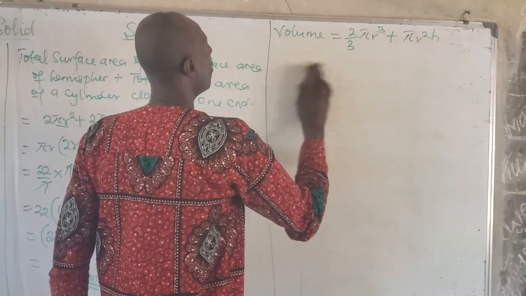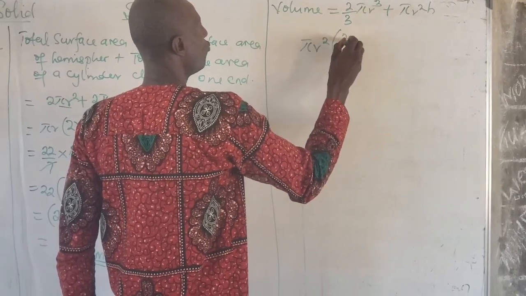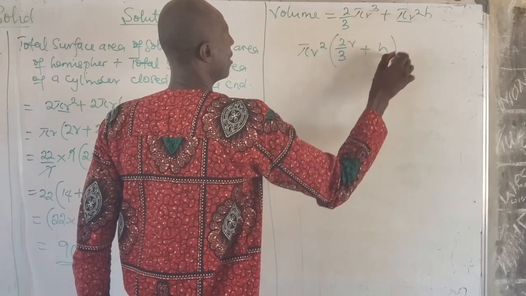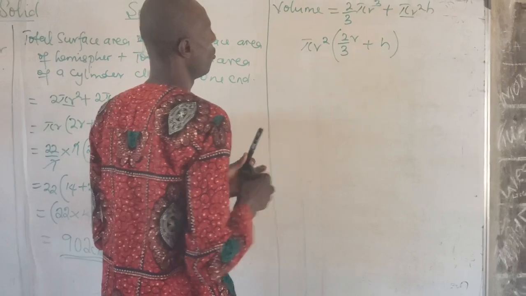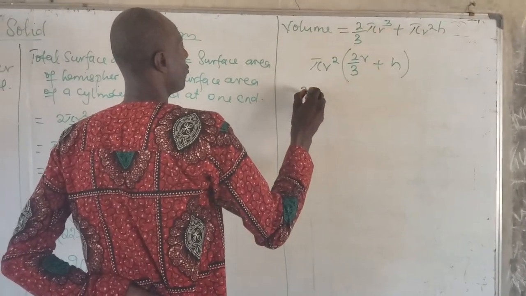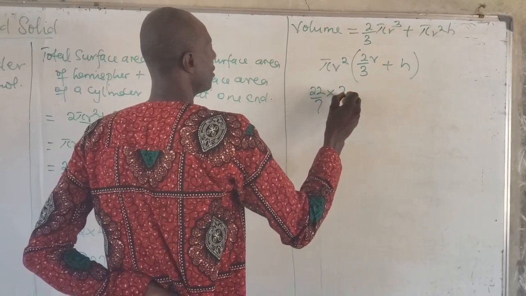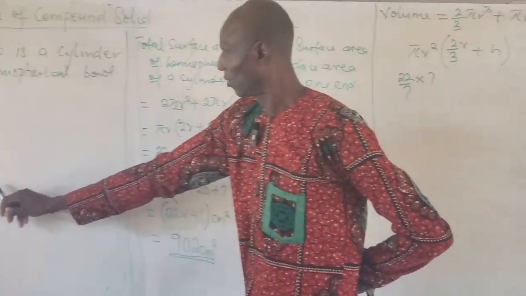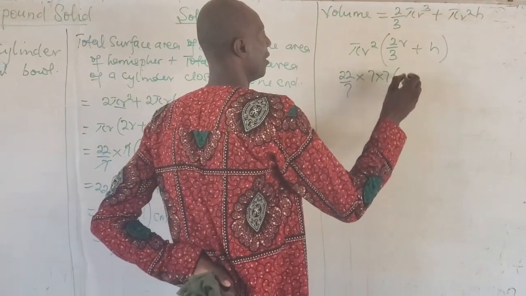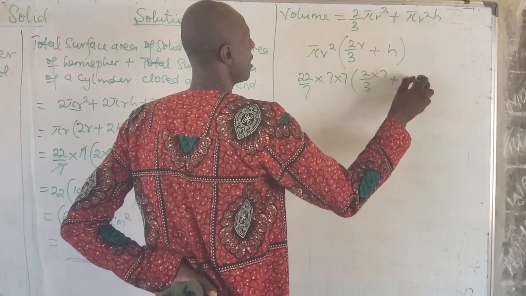Now, what is common here? We have pi r square is common. What's not common here is 2/3 r, which I have taken out, plus the height. Now, let us fix in the values. We say pi is 22/7. What's the radius there? It is 7. Look at the radius here. So now, which is 7 square, which is 7 times 7 into 2/3 times 7 plus the height is 10.